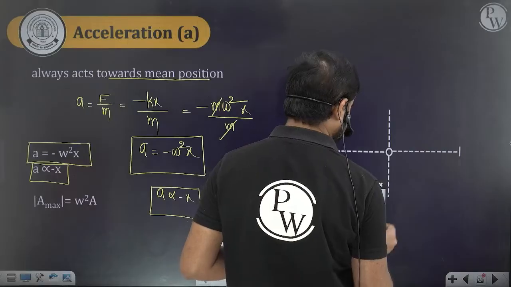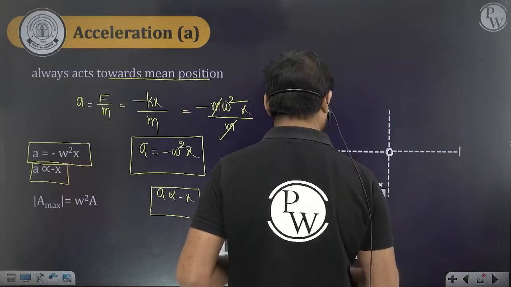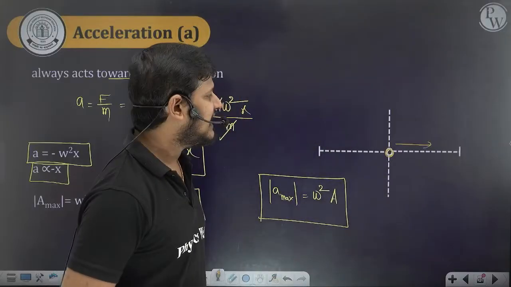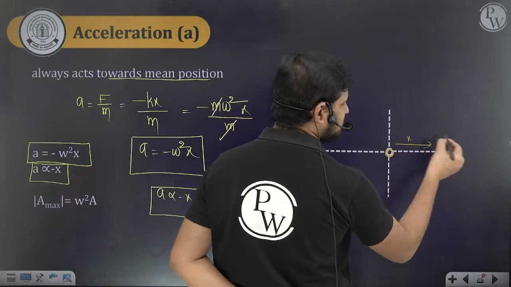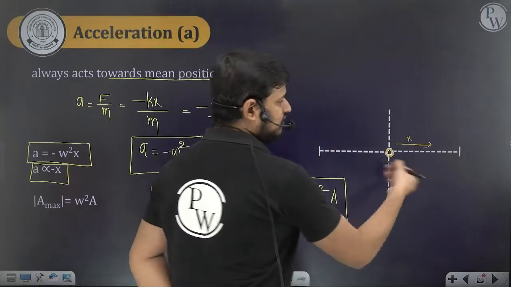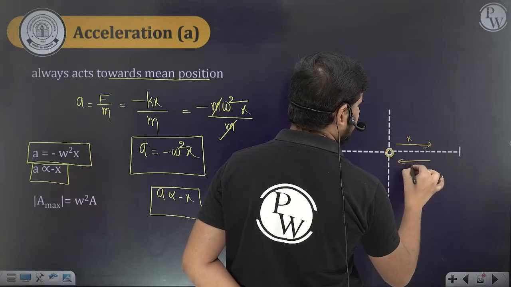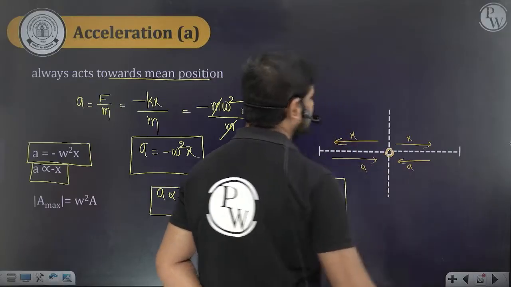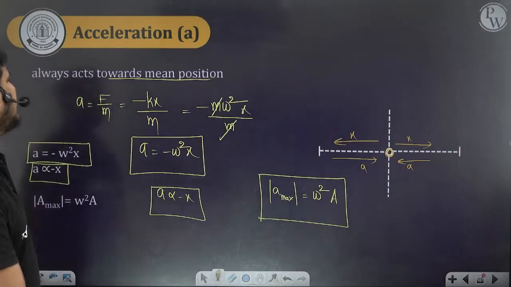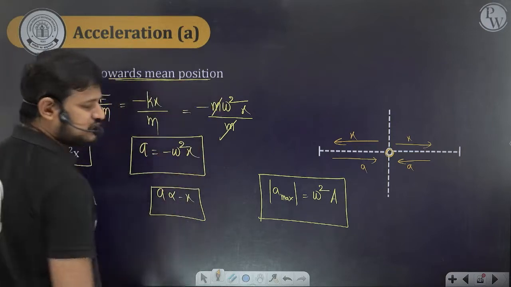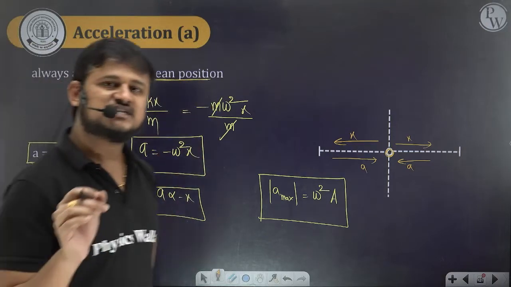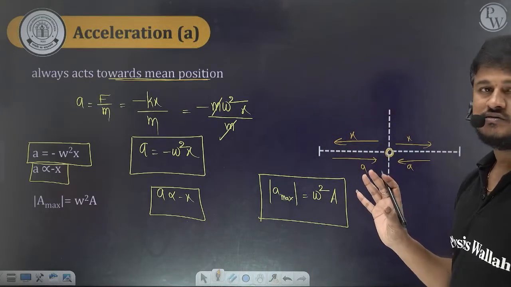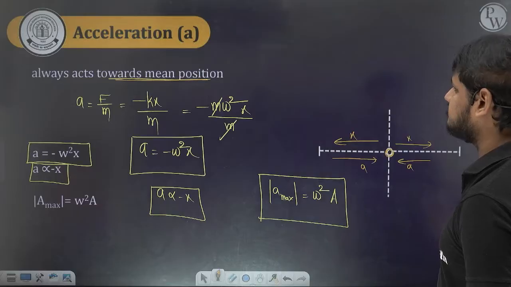So let's say the particle is moving from here to the right extreme. If the displacement x is towards the right, positive, then the acceleration will be towards the mean. If the particle is moving on this side, the acceleration will act towards the mean position. So acceleration always acts towards the mean position, restoring force always acts towards the mean position. Done this part? Clear everyone? Sure. So let's move further.